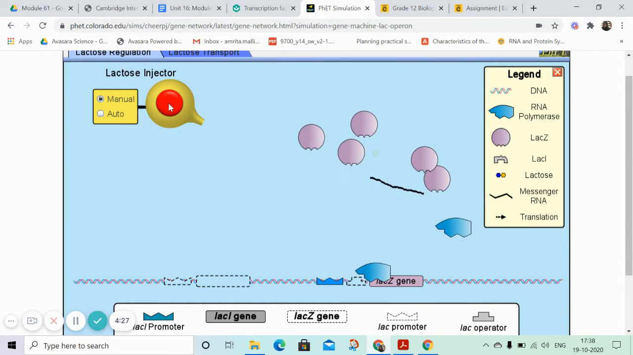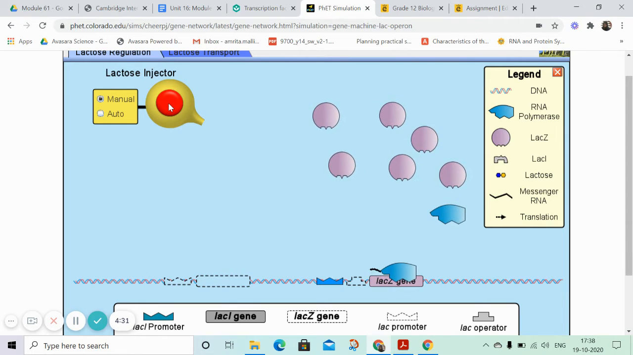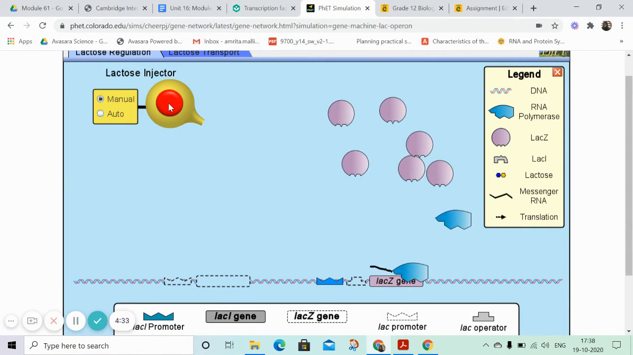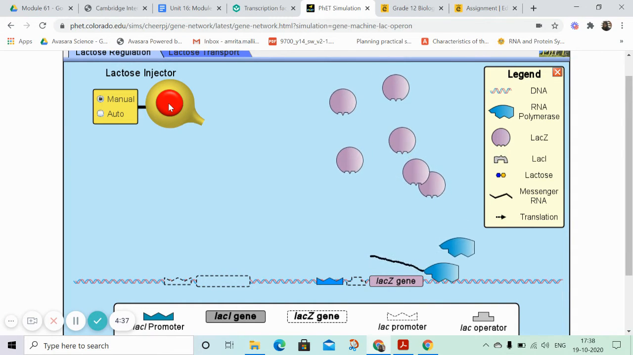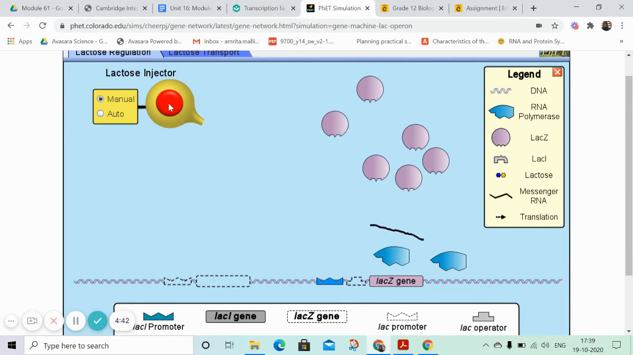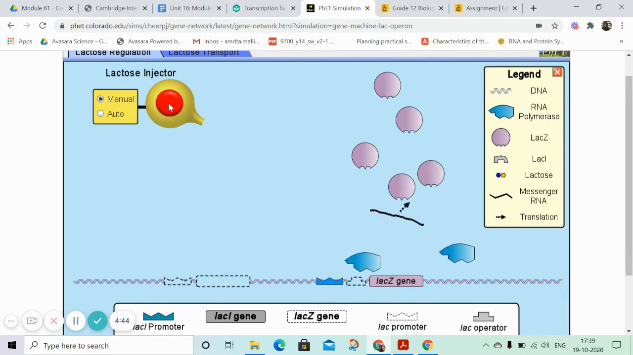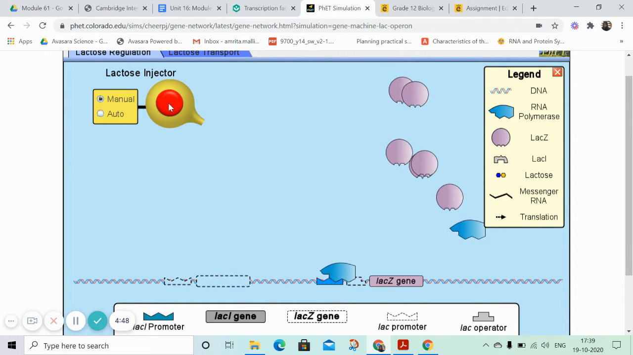Thank you for pausing. I'll now move to question number 4. With only the LAC promoter and the LAC-Z gene in position on DNA, beta galactosidase enzyme is made all the time even if the cell is not taking up any lactose. Suggest why this would be a disadvantage to the bacterial cell.